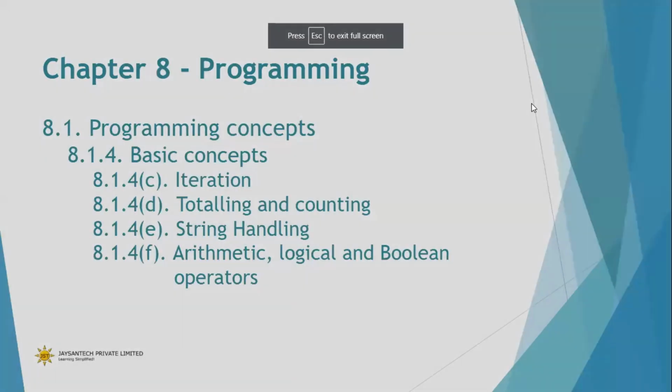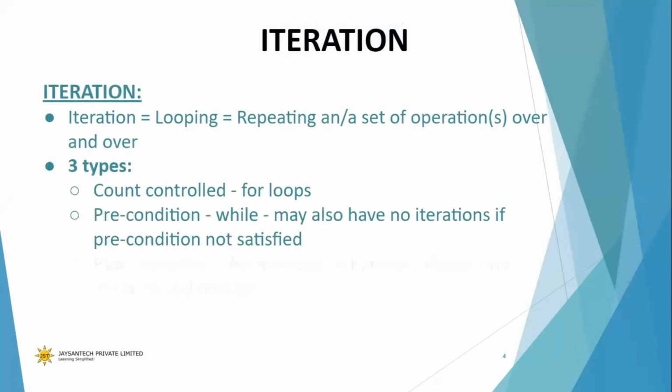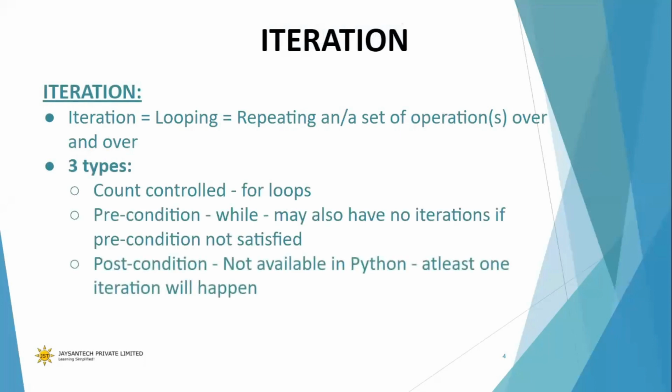Ma'am, but it's written here do while is not available in Python. Is it true? Yeah, it is not available in Python. Post condition is not available in Python. Only precondition and count control loops are available. I'm just telling this for your reference. If at all you get any question, some 2 mark or 1 mark, whatever. Okay. Sure, ma'am. Post condition do while loops are not available in Python. Just while and for loops are there. Okay, ma'am.